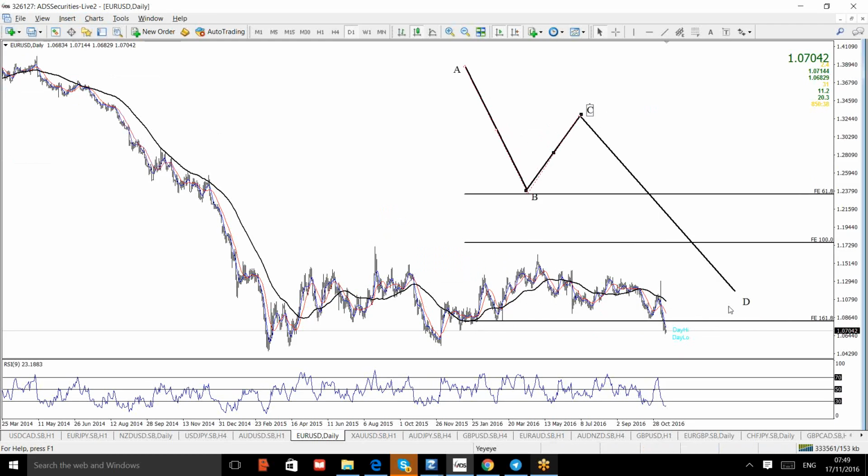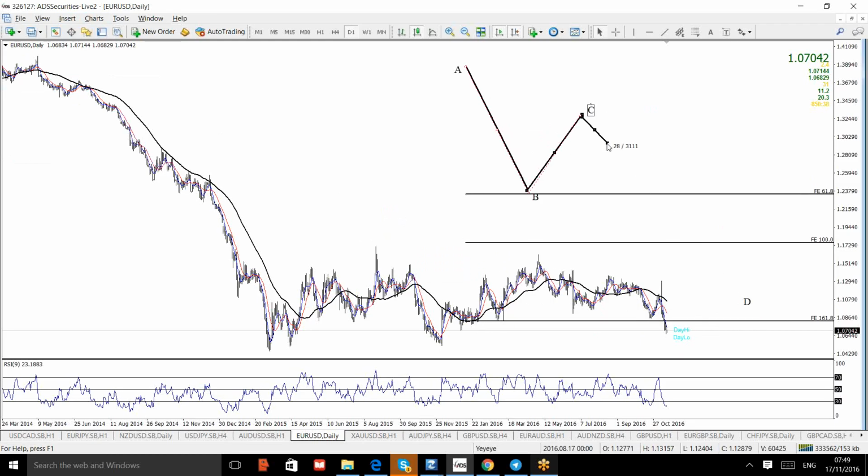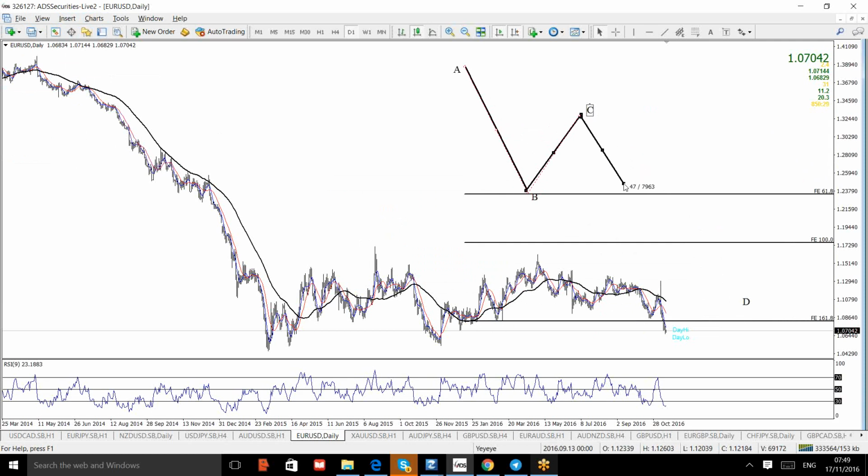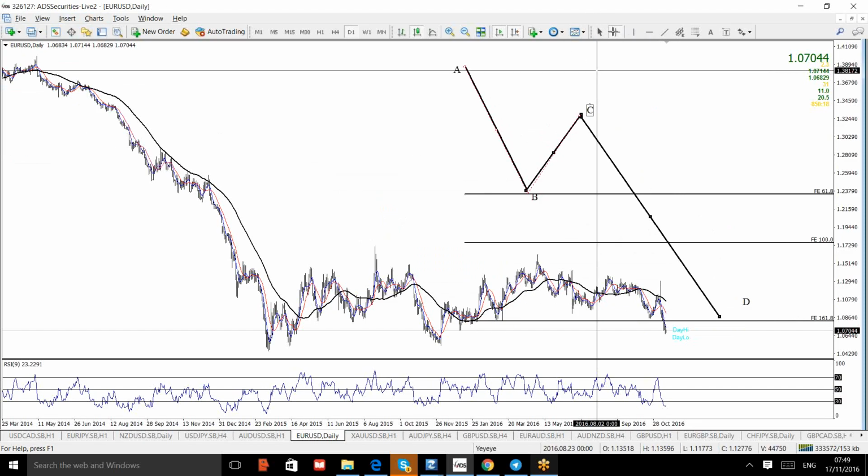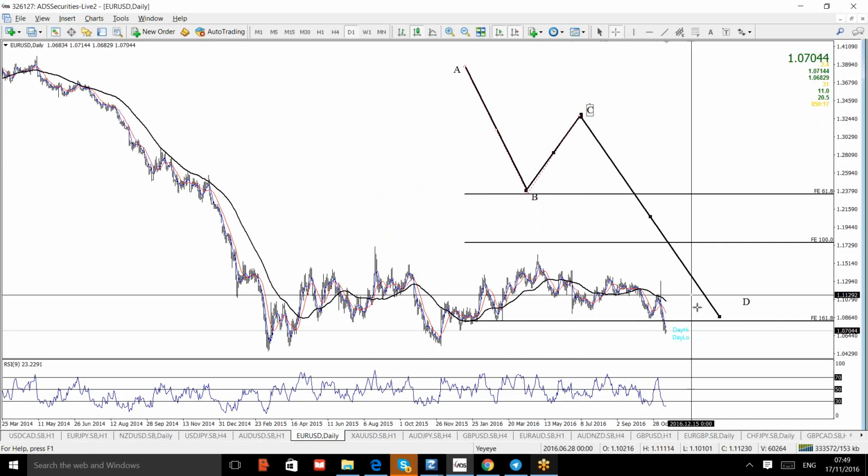The possibility is that the C to D move can end at 61.8, 100%. And 161.8 is Fibonacci's maximum expansion. Guys, remember, is it clear now?